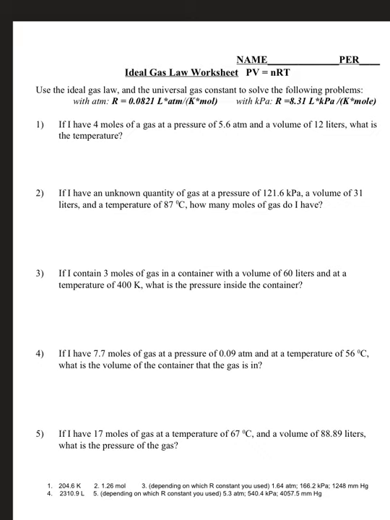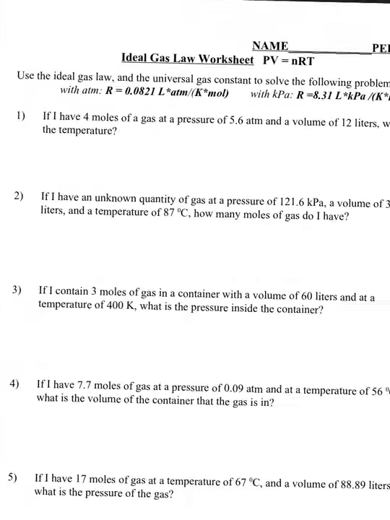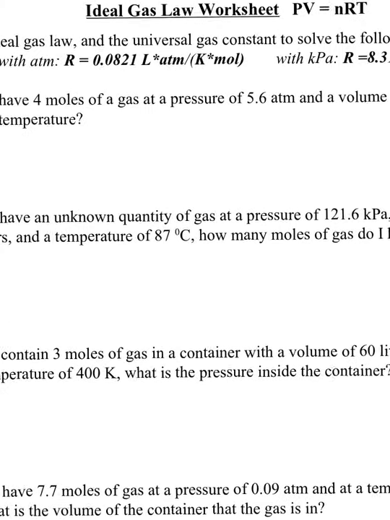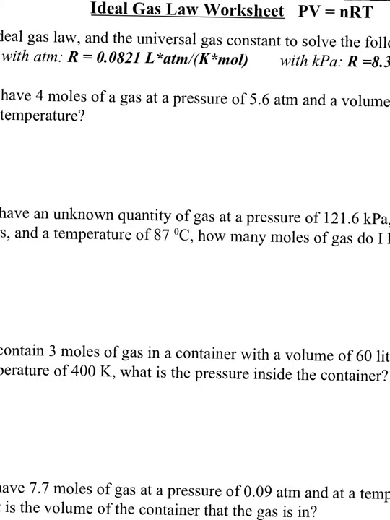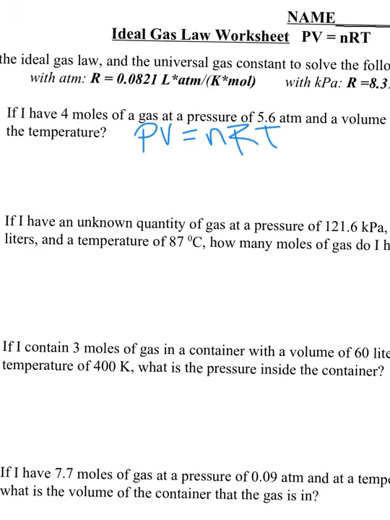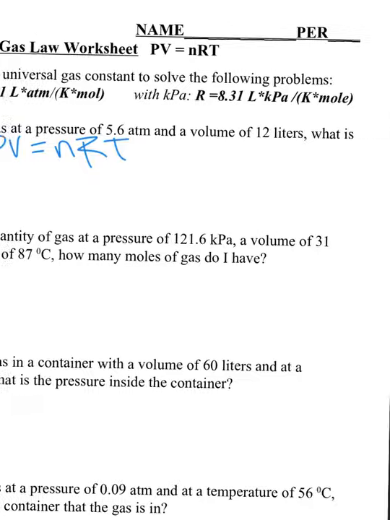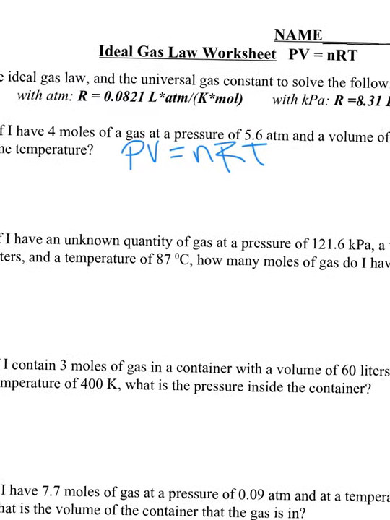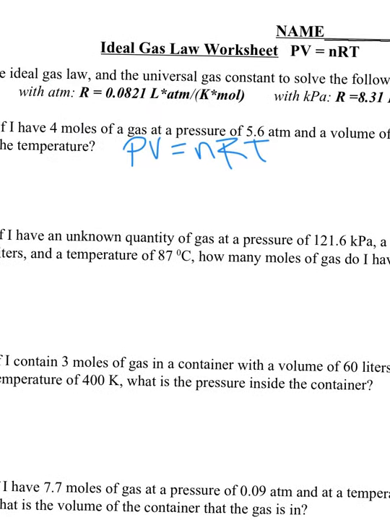Alrighty, so let's get started. This is all going to be ideal gas law. So here is the equation we're going to be using: PV equals nRT. That's our equation. So let's read this problem. If I have 4 moles of a gas at a pressure of 5.6 atmospheres and a volume of 12 liters, what is the temperature? So let's start plugging it in.